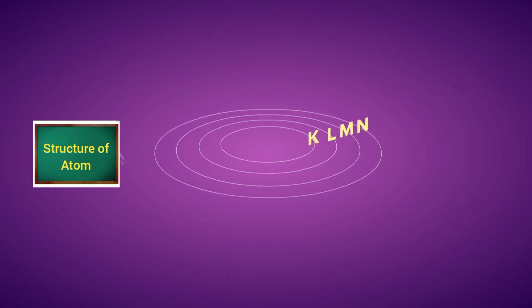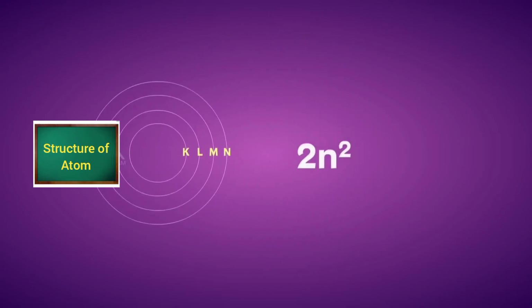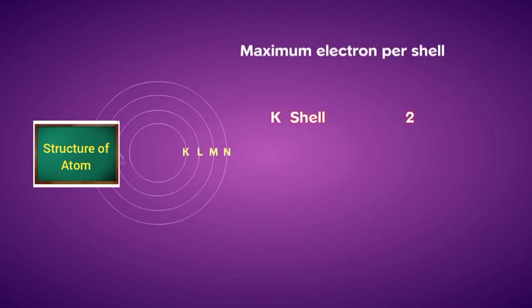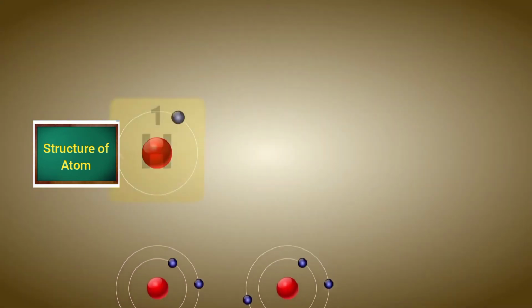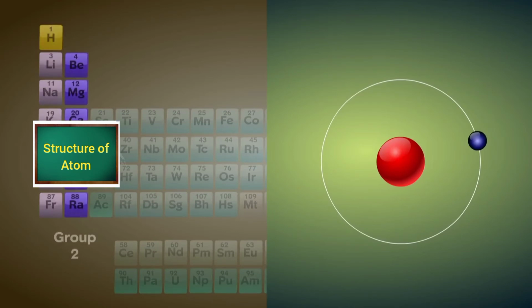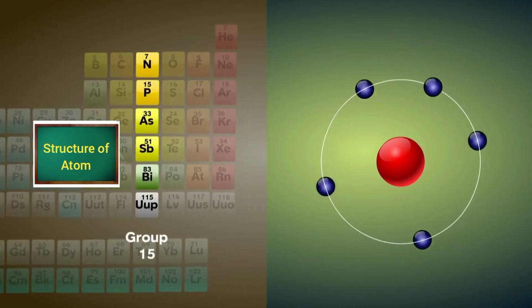The maximum number of electrons that can be accommodated in a particular orbit is 2n to the power of 2, where n is the number of the orbit. Thus, the K shell would have 2 electrons, the L shell would have 8 electrons, the M shell would have 18 electrons, and the N shell would have 32 electrons, and so on. That said, what does this model next propose? It next proposes that the maximum number of electrons that can be accommodated in the outermost level is 8.